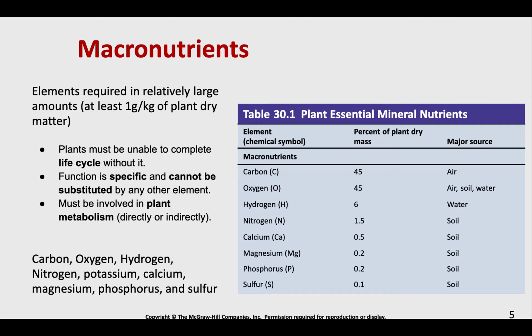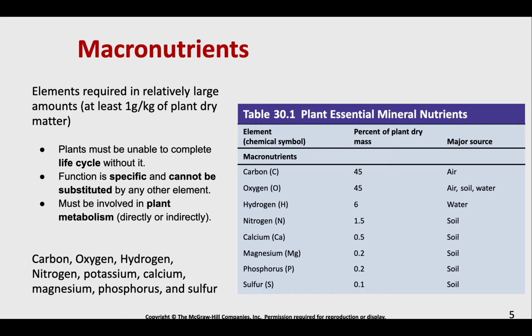All right, so when we're talking about nutrients, we can break them into two broad categories. One would be macronutrients. We need these in large amounts, and the plants are going to be unable to complete their life cycle without them. Function is going to be very specific for these nutrients. So I can't substitute something that needs calcium with magnesium, for example. If I need calcium for something, it has to be calcium.